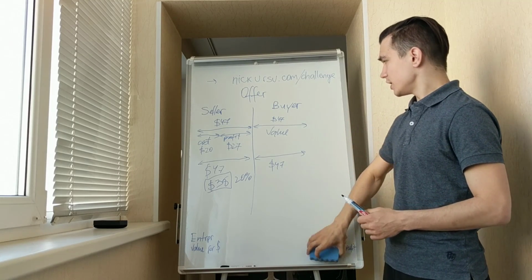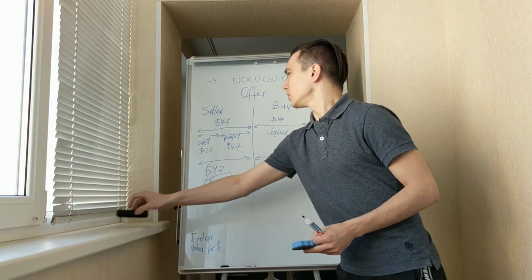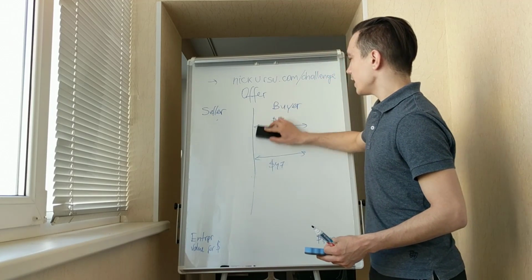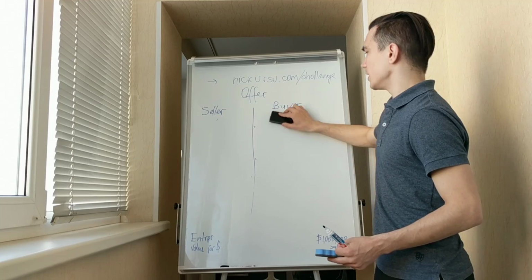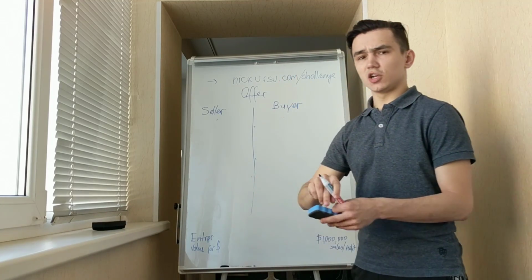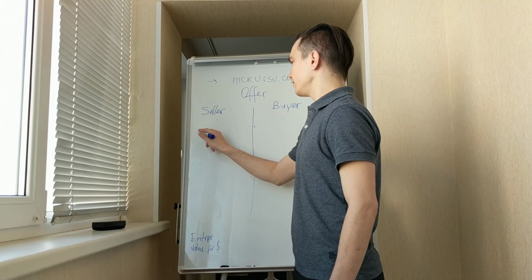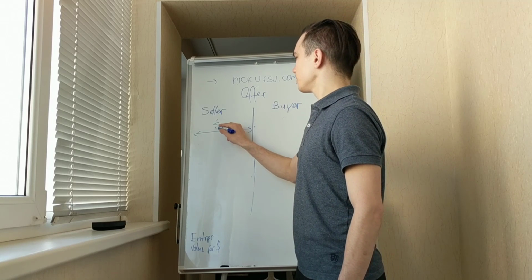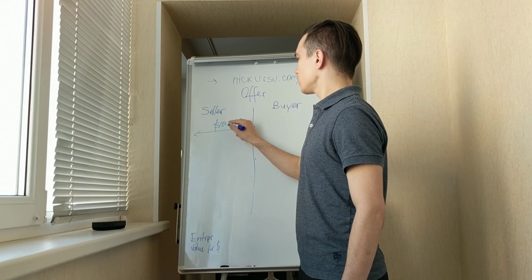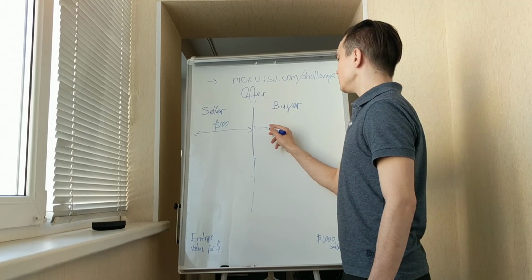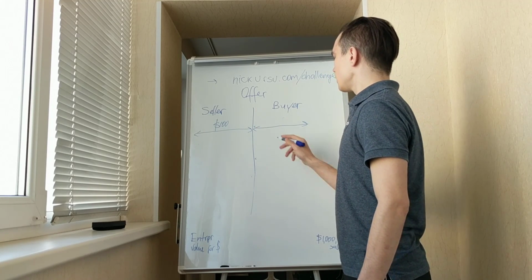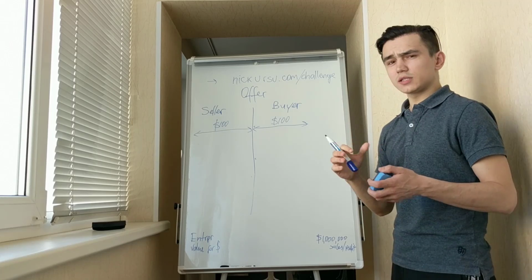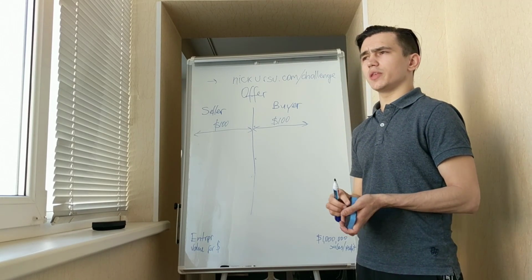So let's say the challenge, I'm going to erase this so that I can give you another example. Let's say the challenge costs $100, and then you have the same parts, seller and buyer. In this case, I am the seller and ClickFunnels is the seller, because I do affiliate marketing, right? So the cost of the challenge is $100, and this is what the buyer sees: $100 for him.